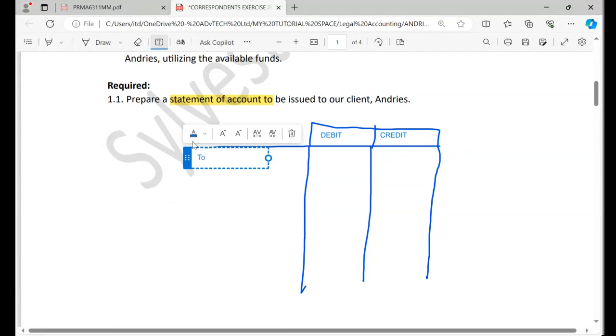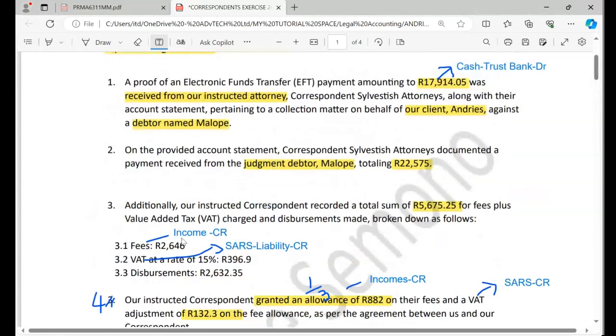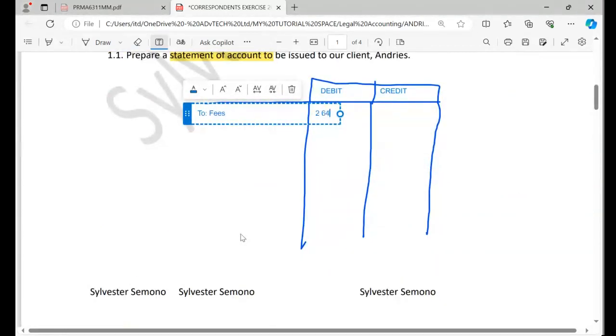Thereafter, the first thing that we need to do is account for the fees. So normally just say fees, and remember the same way we did, the fees belong to us. We need to debit to show that they belong to us. So if we go there, we can check that the fees were 2646. I'm going to come here and say 2646.